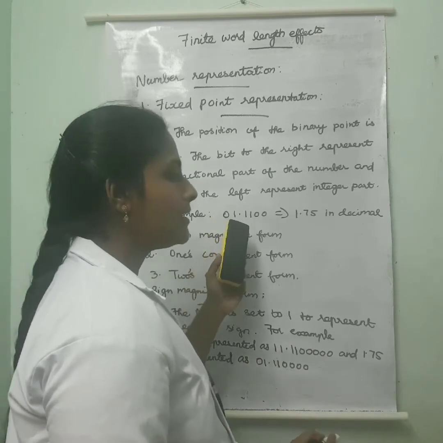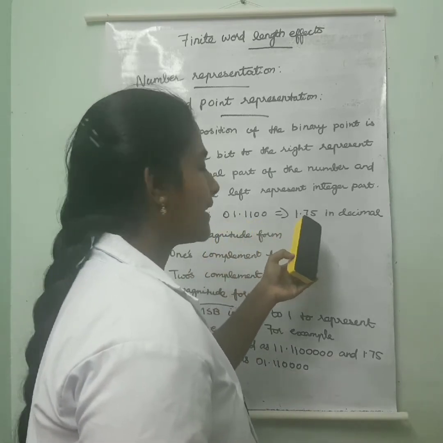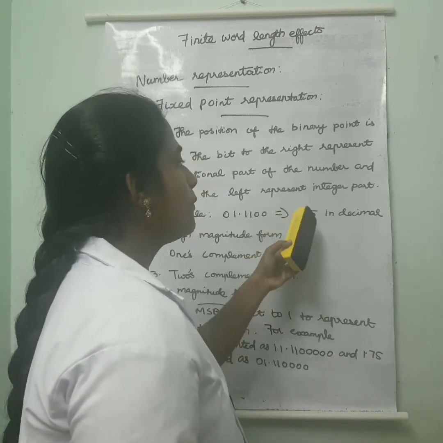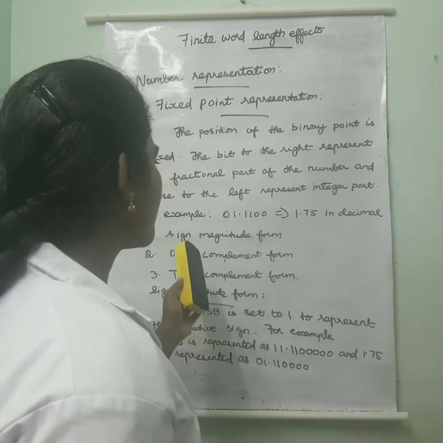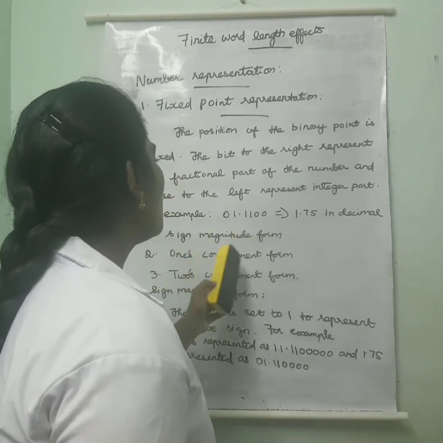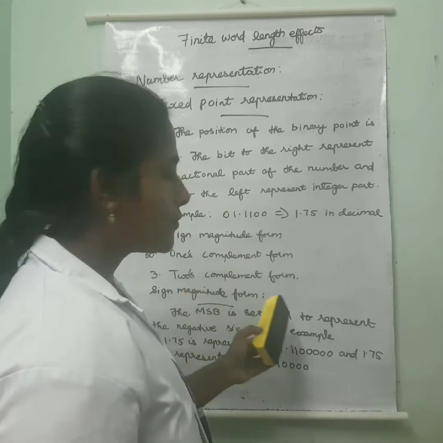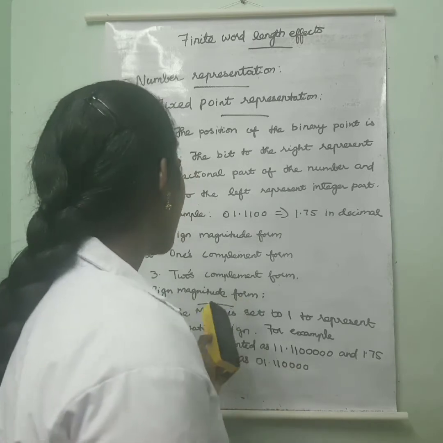Here, for example, 1.110 we can write in decimal as 1.75. In fixed point representation we have 3 forms, that is sign magnitude form, 1's complement form, and 2's complement form. First we can see sign magnitude form.